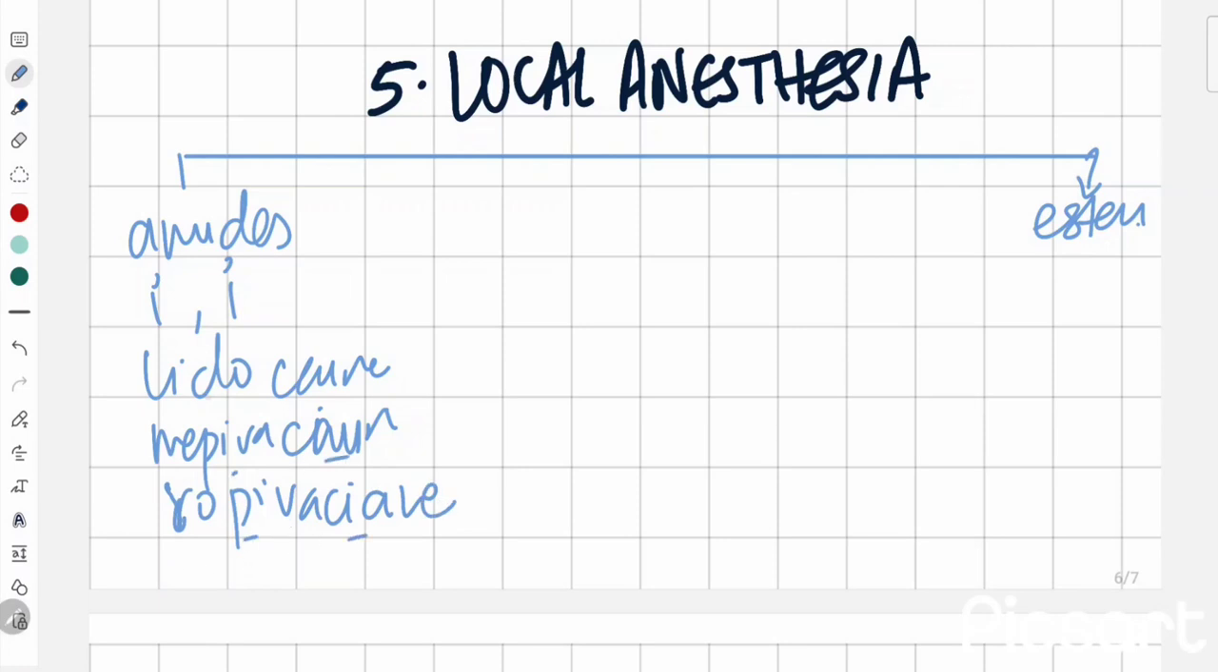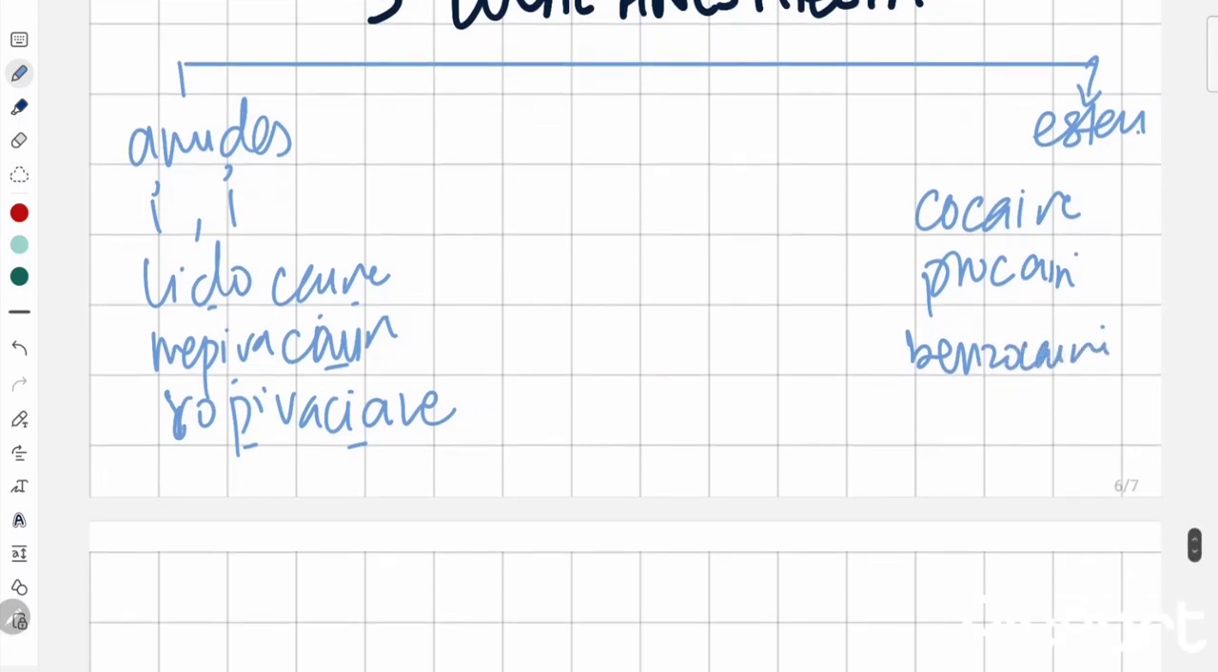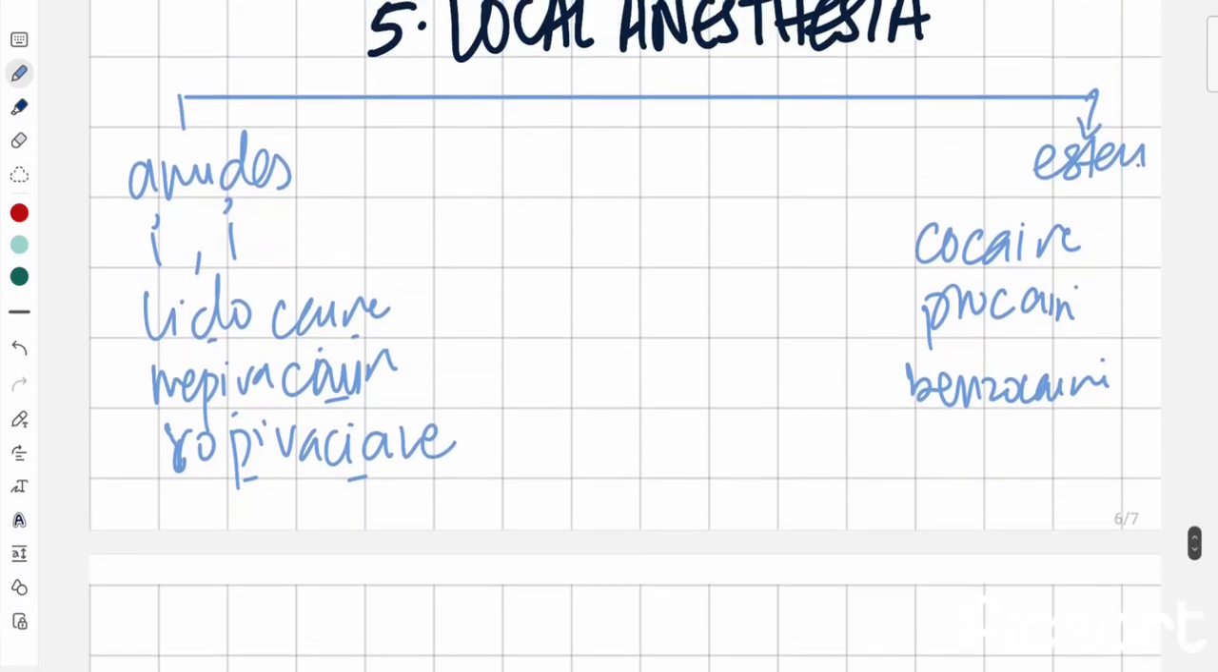Two I's, right? And for esters, they are like cocaine, procaine, and benzocaine. These are all esters. If your patient is allergic to esters, you are going to give them amides. Okay, what is their mechanism of action?